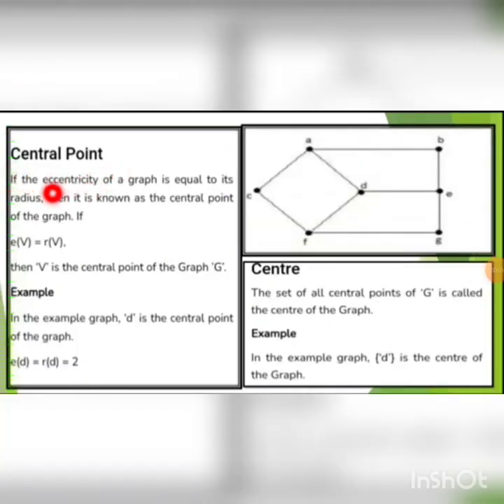Central point. If the eccentricity of a vertex is equal to the radius of the graph, then it is known as the central point of the graph. If e(V) is equal to r(G), then V is the central point of the graph G. In the example graph, D is the central point of the graph. Here you can see through this graph that D is the central point. Hence, e(D) equals r(G) equals 2. Center. The set of all central points of G is called the center of the graph. For example, here the set {D} is the center of the graph.